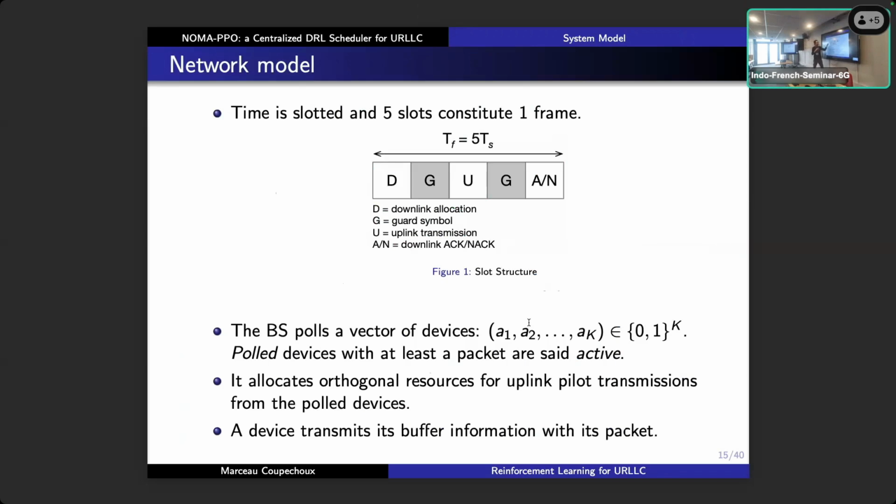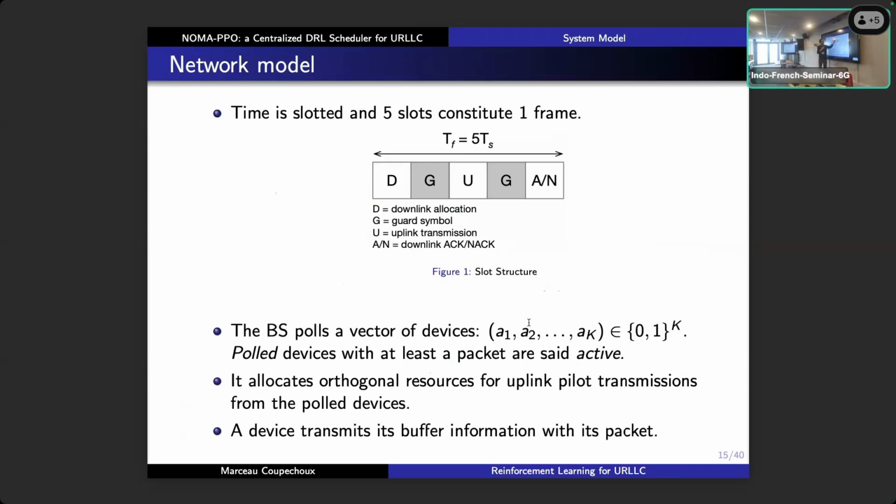Then you have a guard band, then the uplink transmission. All the polled devices that have a packet become active, and they send their packet together with a pilot for the channel estimation, and they also send some buffer information. Then we have a guard band, and then the downlink ACK/NACK that is required for the devices to know if they have to retransmit the packet or not. So we allow retransmissions within a strict deadline.